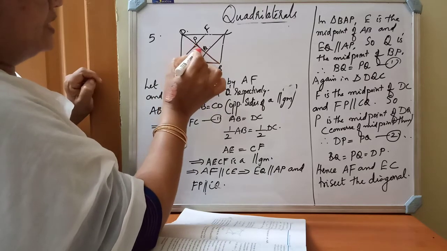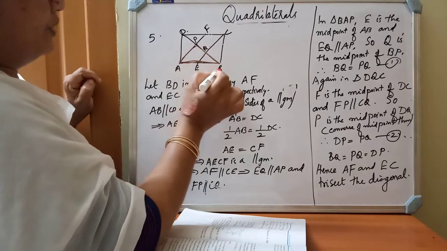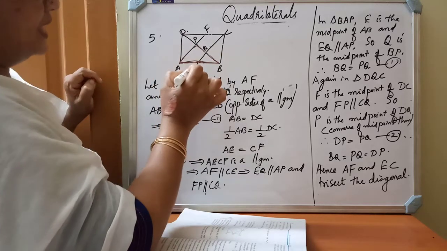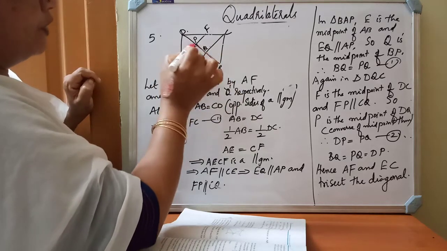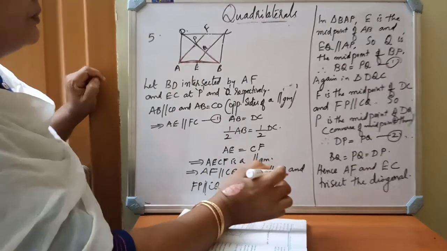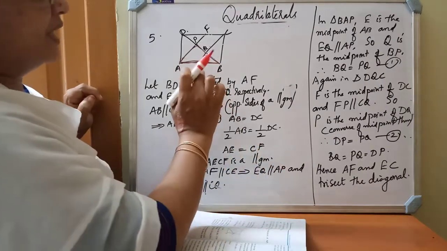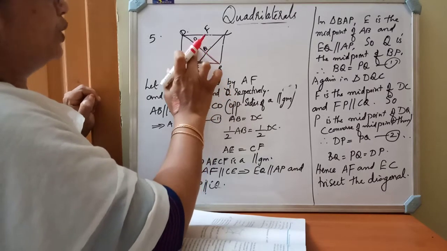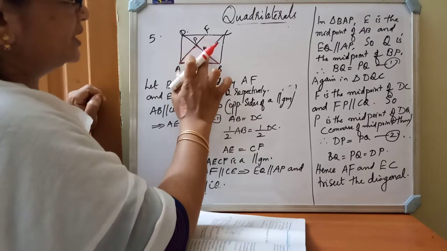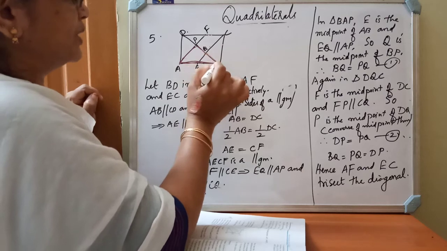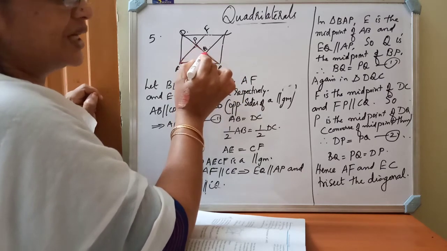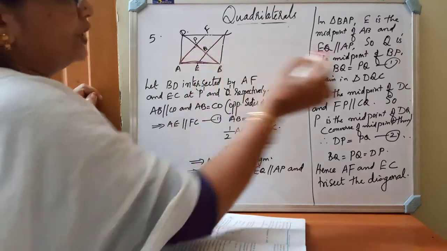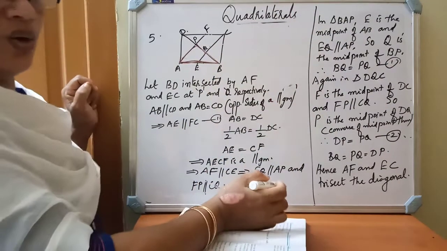So in this triangle, E is the midpoint of AB and EQ parallel to AP, so we can say that Q is the midpoint of BP. So we can conclude that BQ is equal to PQ, because this is the midpoint, so BQ distance and PQ distance are equal. That you must put as equation number 1.